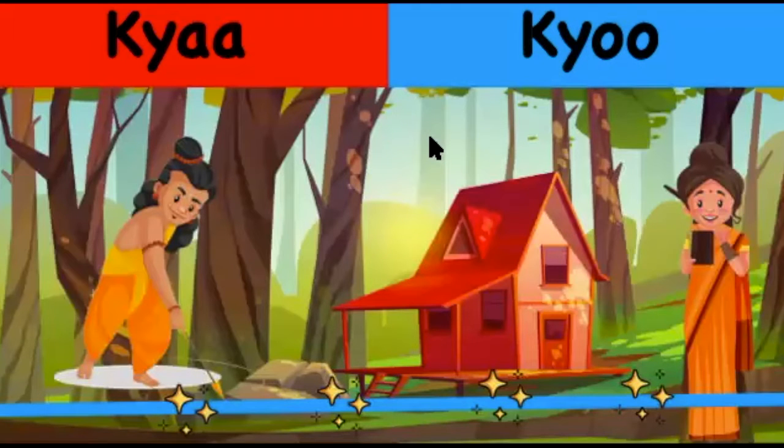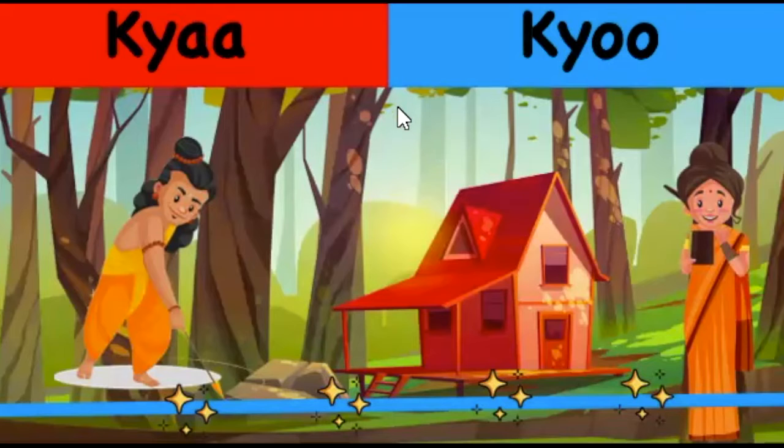What was the line that Lakshman drew called from the story of Ramayana? Kyun or kyaa? If you said kyaa, shabash, because kyaa means what. By the way, if you heard my Ramayana story, then you should know it was called the Lakshman Rekha.